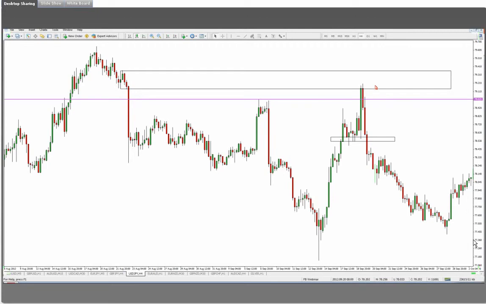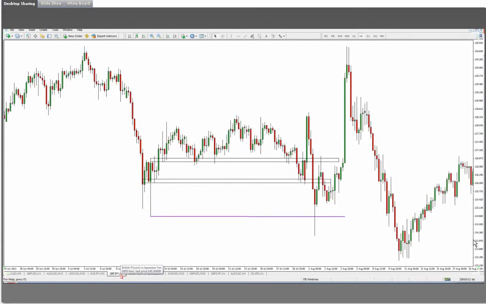But you don't want to be too greedy with it that you end up with a losing trade when it went and did its thing, because there's nothing more frustrating than that, of course. Well, very few things. Pound yen, pound yen, H4, and a slightly different one.